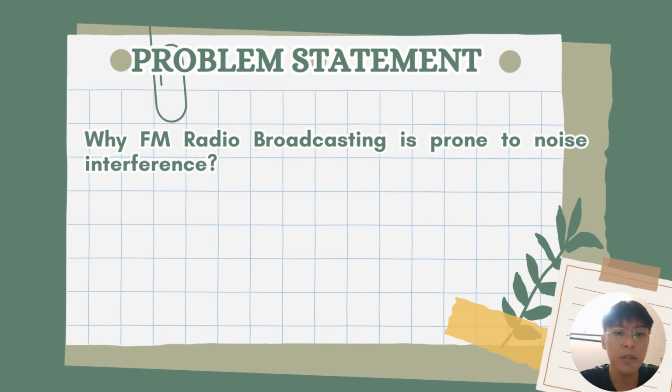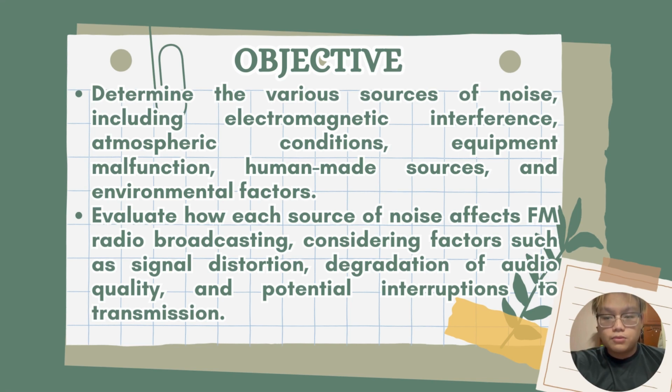The problem statement of our PBL is why FM radio broadcasting is prone to noise interference. The objective of our project is to determine the various sources of noise, including electromagnetic interference, atmospheric condition, equipment malfunction, human-made sources, and environmental factors. We also evaluate how each source of noise affects FM radio broadcasting, considering factors such as signal distortion, degradation of audio quality, and potential interruption to transmission.